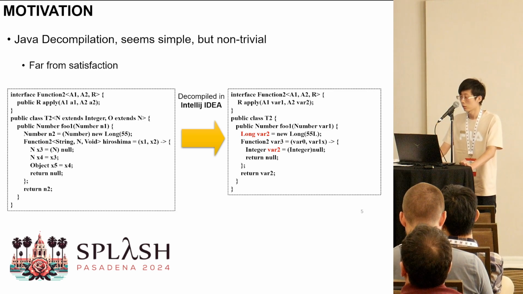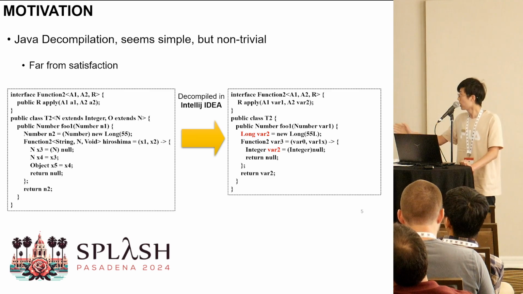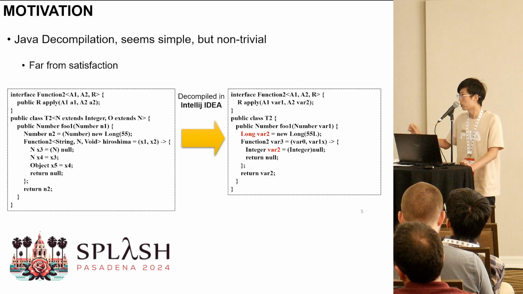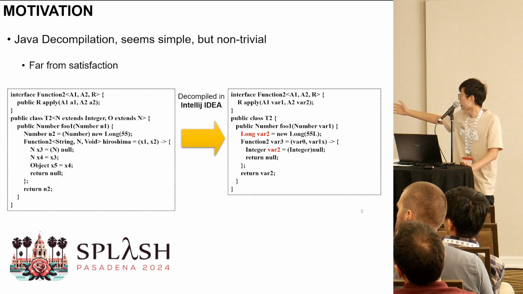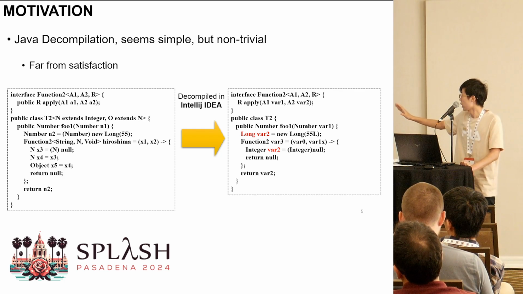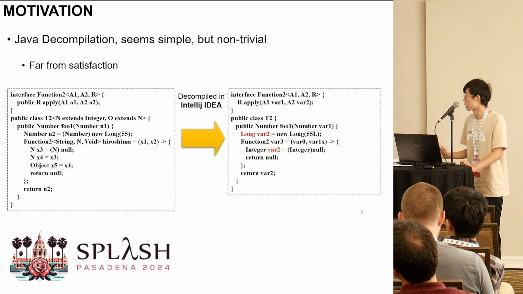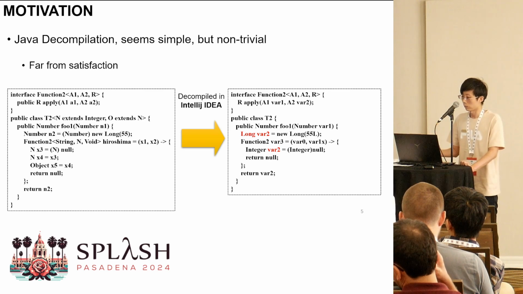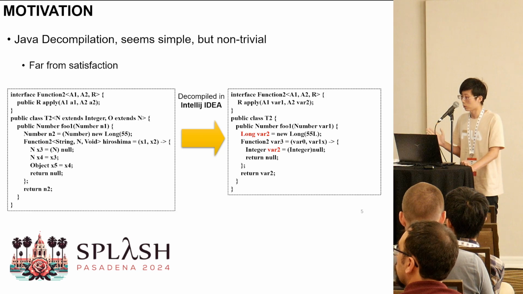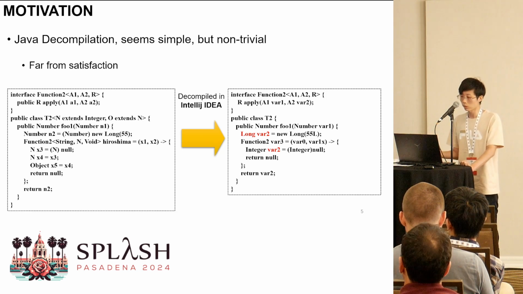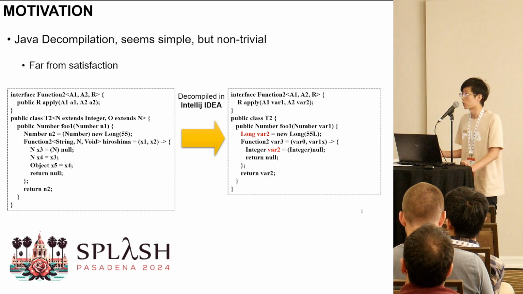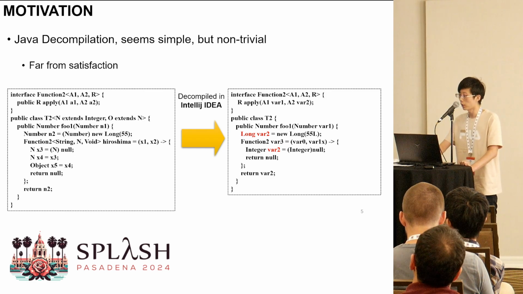For instance, if you write such a piece of code in the IntelliJ IDE, compile it and decompile it, you can get the right-hand side. Here is a duplicate definition of the variable var2, which is quite confusing for users, and such obvious bugs should be prevented. In this work, we wonder what the root causes of these bugs are and whether we can have any solutions to help developers improve their Java decompilers.